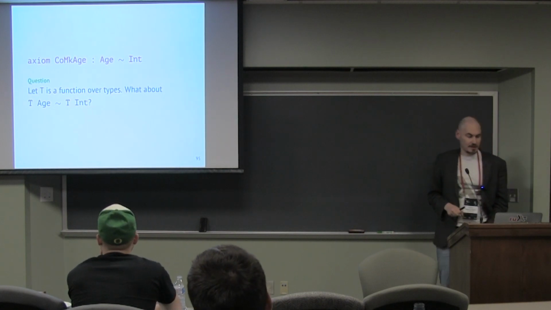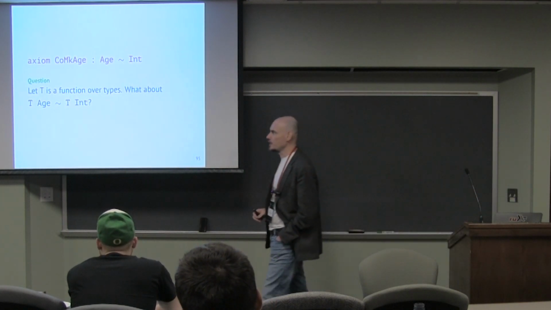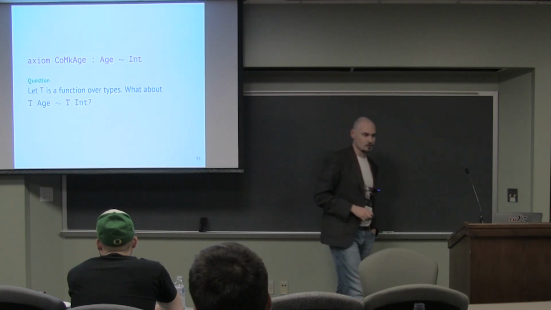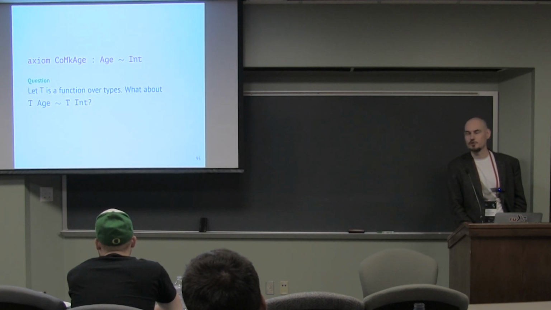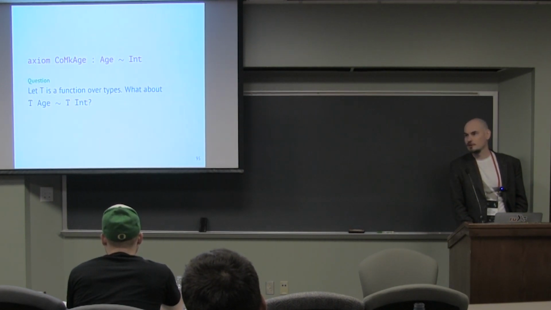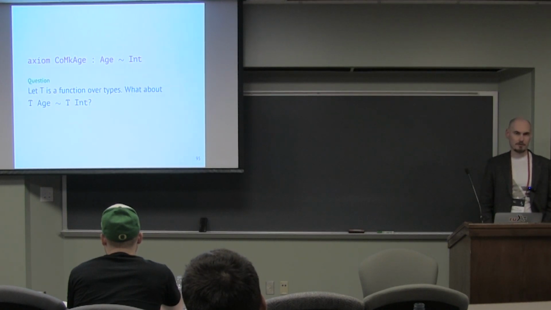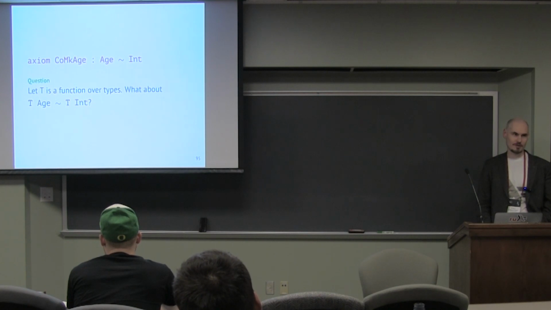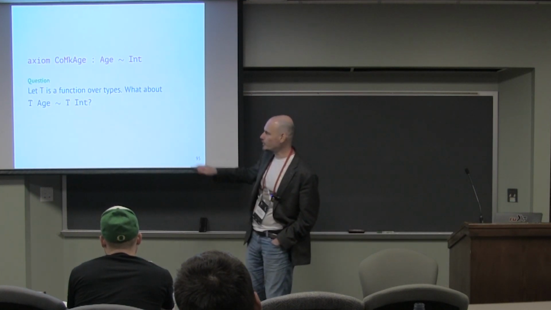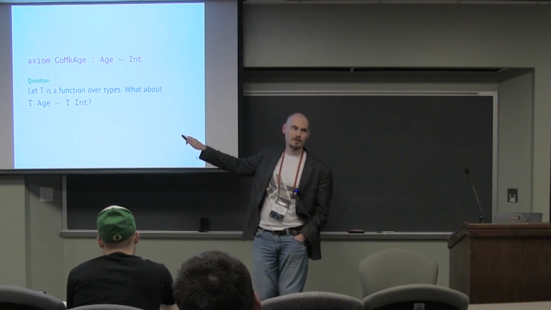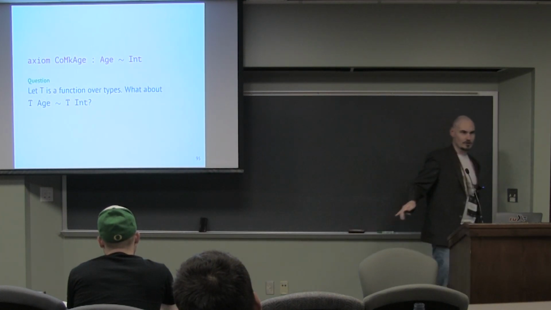And then we have a question. Now we have a function over types. If Age is coercible to Int, what about T Age and T Int? Are they coercible to each other or not? If you are studying basic math, for example, you come up with a question whether this function T is injective, or maybe it's not surjective, or something like that. Maybe it's a bijection, so it depends on that. But here, in general, you cannot answer this question, whether they are coercible or not.